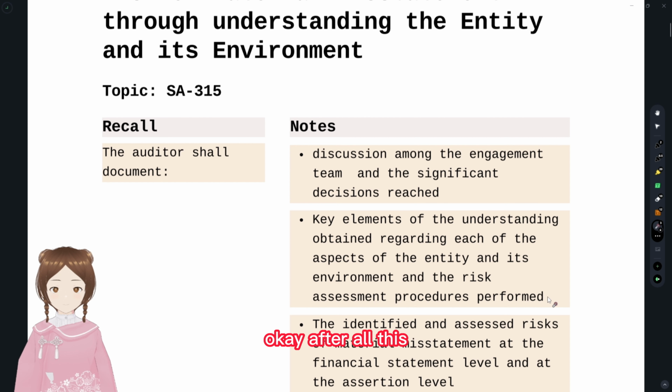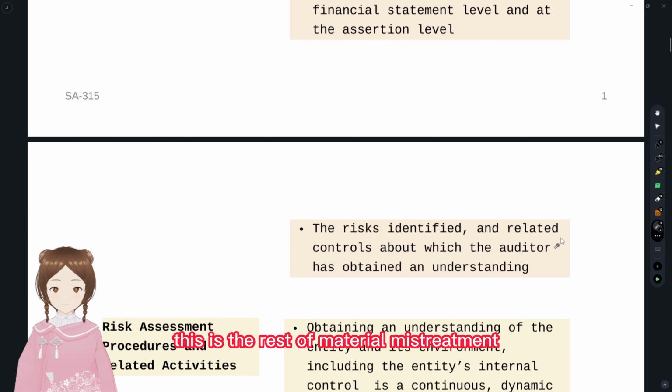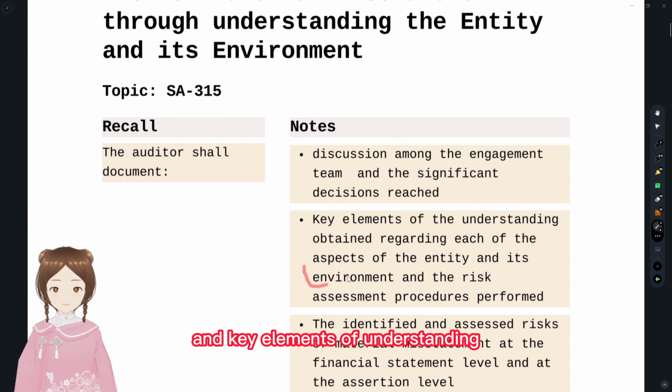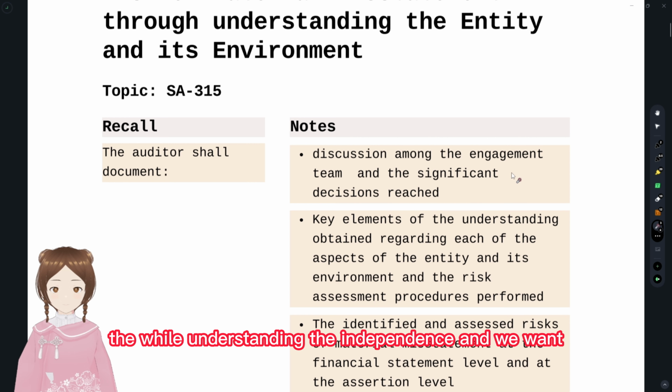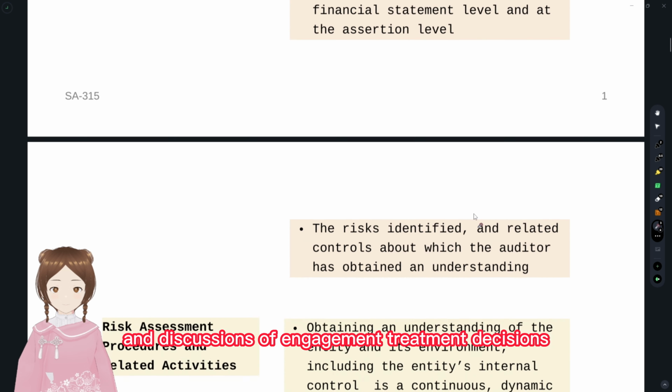After all this, when he finds any kind of risk of material misstatement while planning the audit, he has to discuss with his engagement team to plan and perform the audit effectively with desired audit procedures. So what does he also have to document? The discussion among the engagement team and significant decisions reached. He has to document all four things: the assessed risk of material misstatement, the risk with regards to internal control, the key elements of understanding the entity and its environment, and the discussions of the engagement team and decisions reached.